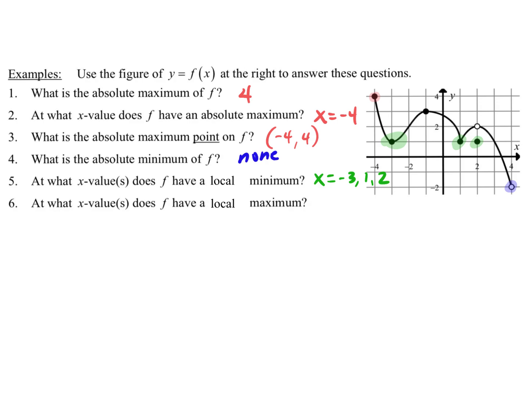Okay. Can 4 be? Nope. Can this be a local maximum? No. Okay. This one, and I don't have a point here, so there's only one. Okay. But even though I highlighted both of them, there can only be one at x equals -1.